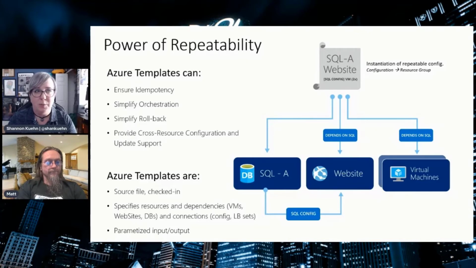You can specify resources and dependencies: this has to go before this resource. You can pull things out of Key Vault for your connection strings to a database. You can think through the parameterized input and output. And so we'll talk through when you would take that into consideration, because parameters and variables are things that live inside of an ARM template. And when to use a parameter versus a variable are going to be some interesting conversation points as we move forward on this.